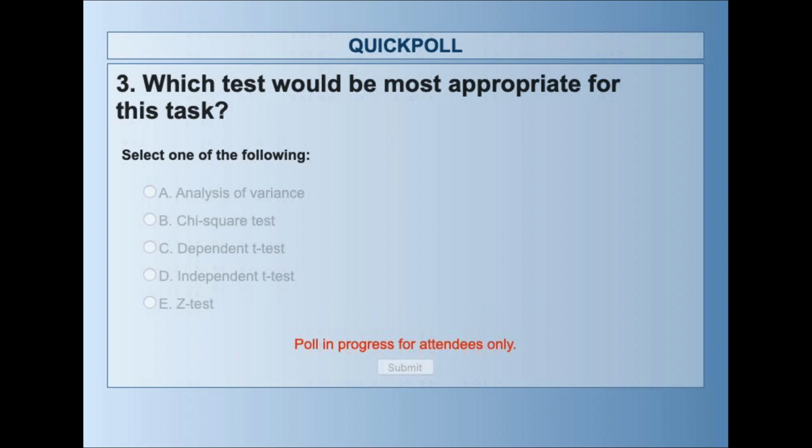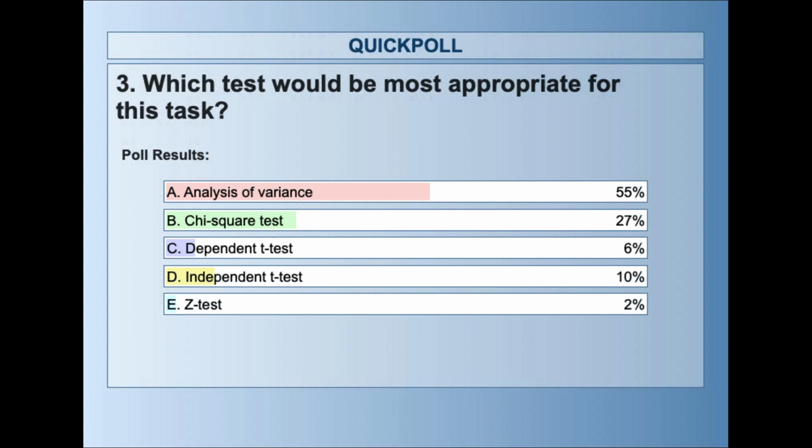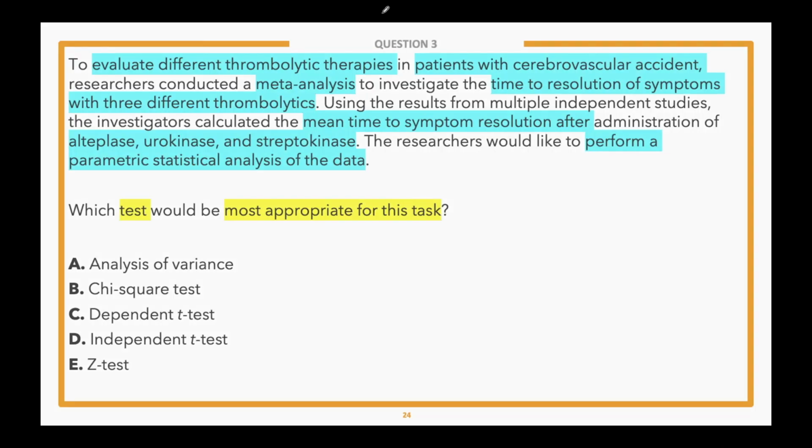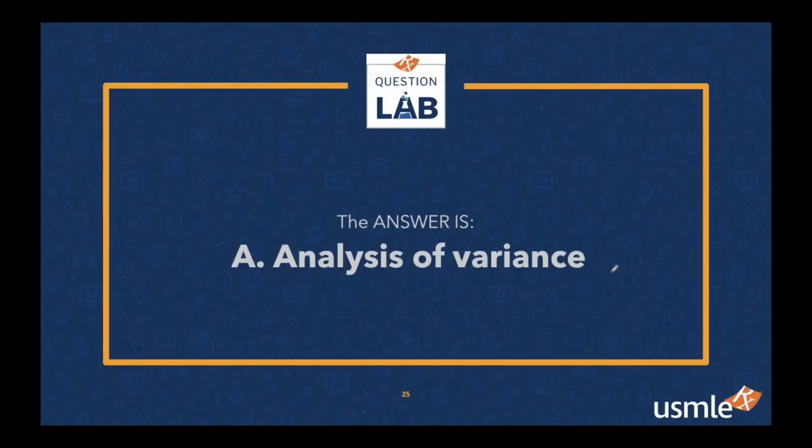And let's take a look and see what all of you selected. And it looks like there was a clear favorite here. 55% of you selected analysis of variance, and second place with 27% was B, chi-square test. So let's take a look and see what the correct answer is. And the correct answer is indeed A. So great job, everyone. Let me hand it off to Paris. Thank you, Sean. Great job, guys.